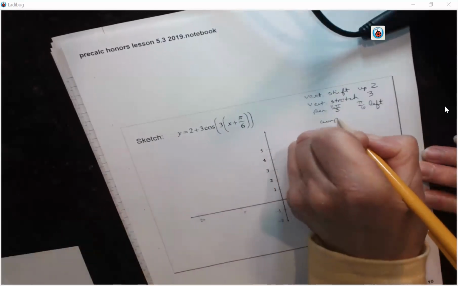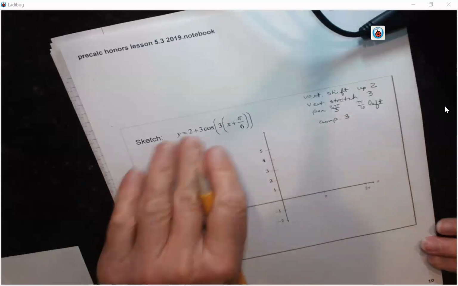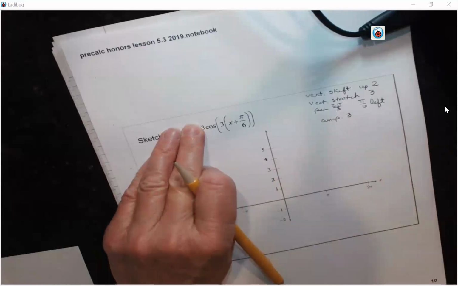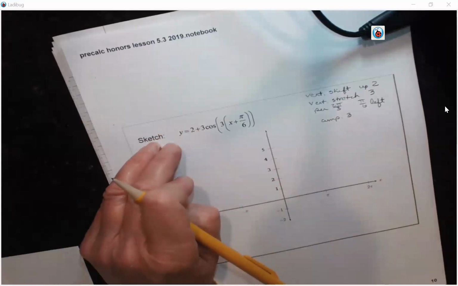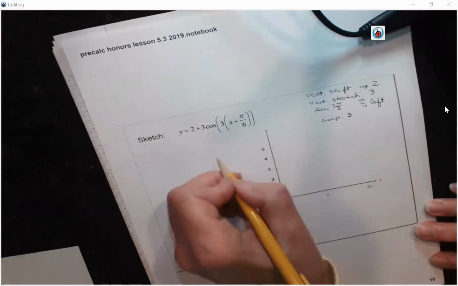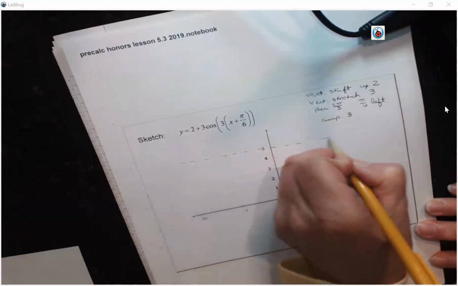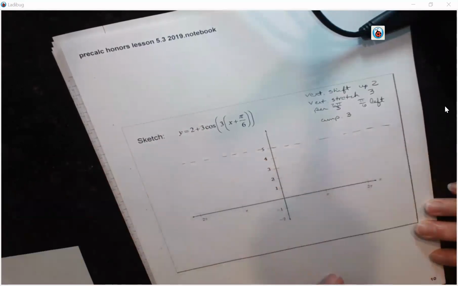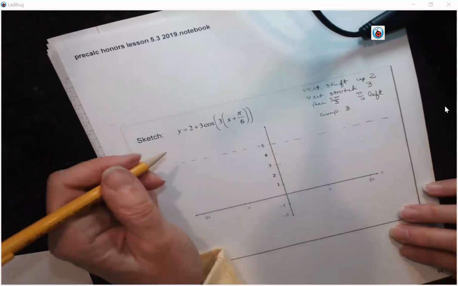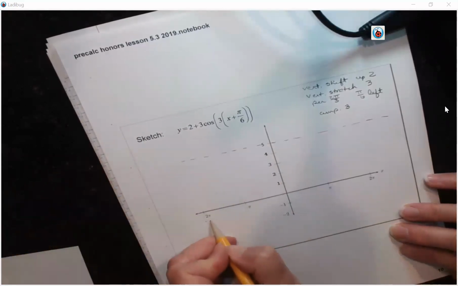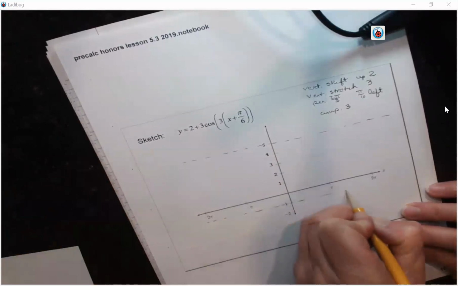The amplitude is 3. Without the vertical shift, the maximum value would be 3 and the minimum value would be -3. But if I shift it up 2, my maximum value now is at 5, and I'm going to draw this not as an asymptote, but as a drawing guide, because it's a lot to remember. My minimum value would be -3 plus 2, or -1. So there's where the minimum points go.